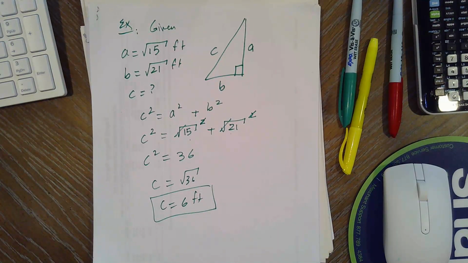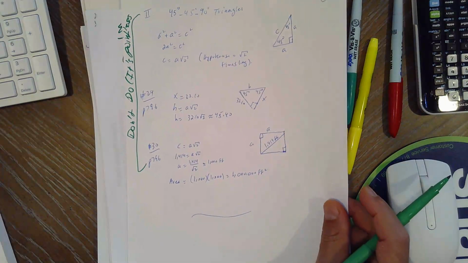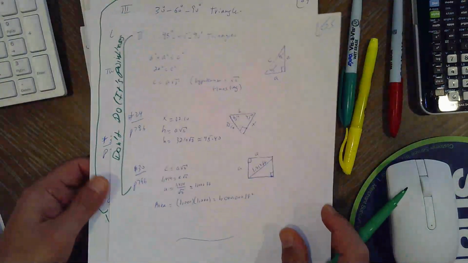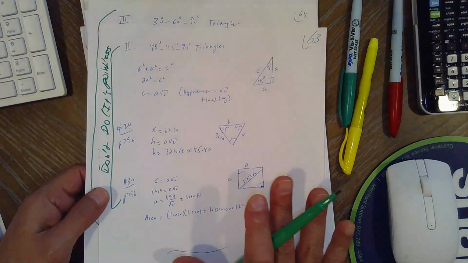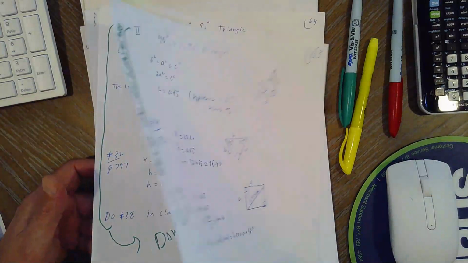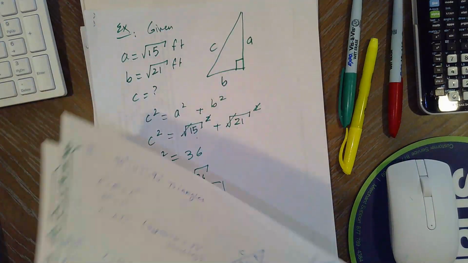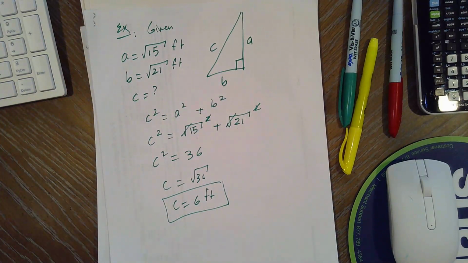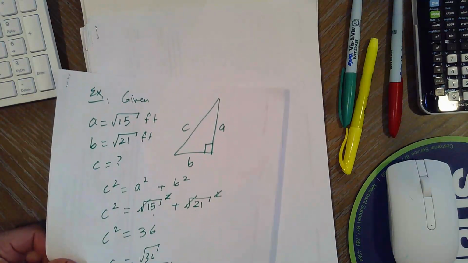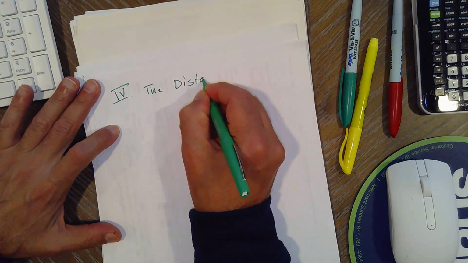Okay, now if you look at your notes, there is the 45, 45, 90 degree triangle, and then the 30, 60, 90 degree triangle. We're going to skip that. We won't need these until we go to trig, and I'm not going to go over them now. So skip pages 63 and 64 from the notes. The next application that I want to talk about is the distance formula.